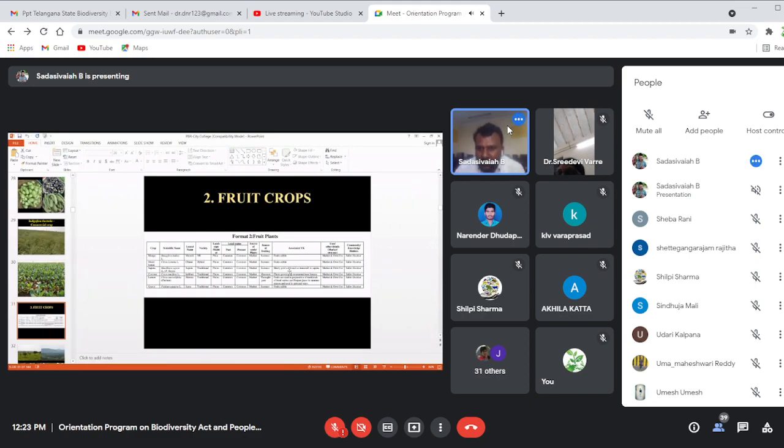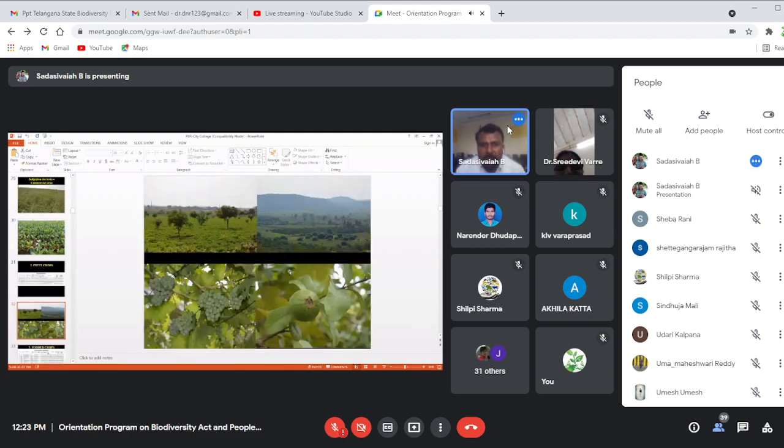And the use. Use means here all are edible only, but is it for our own use or for any commercial use, like market or own use? If both are there, you should write both. And again, the knowledge holder's name. And these are some of the cultivated crops.